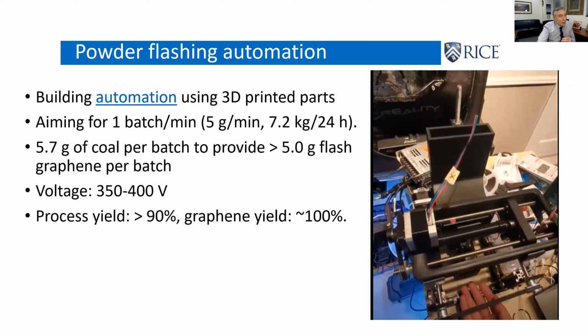So now what we do is we start with 5.7 grams of coal per batch, and we flash and we get about 5 grams out because coal has a lot of hydrogen. We put them at 350 to 400 volts. Our process yield is 90%, and our graphene yield is about 100%.